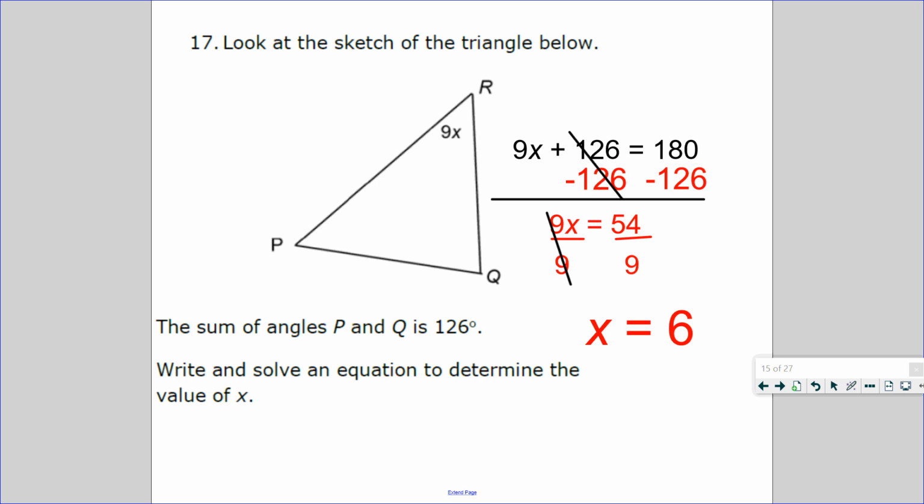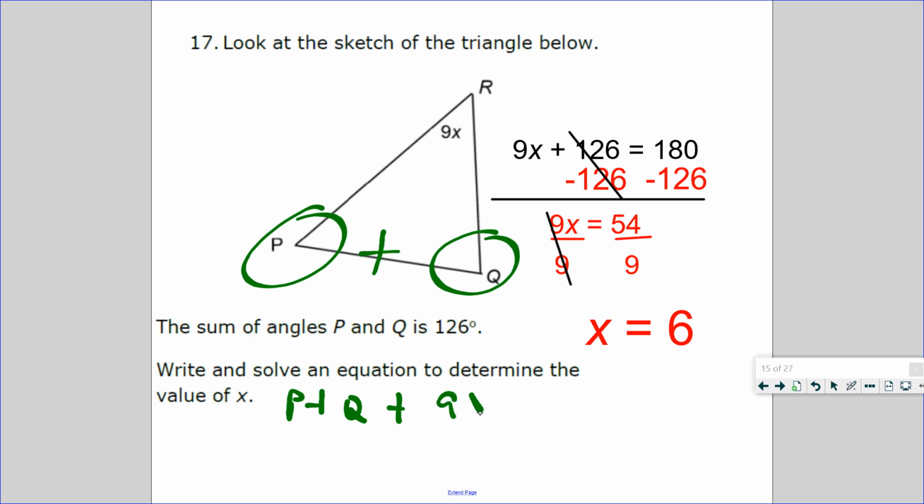Look at the sketch of the triangle below. The sum of P and Q is 126 degrees. So P plus Q is 126. Write and solve equations to determine the value of x. So P plus Q plus R, which is 9x, equals 180. But do we know what P and Q is? It's 126. So 126 plus 9x equals 180.